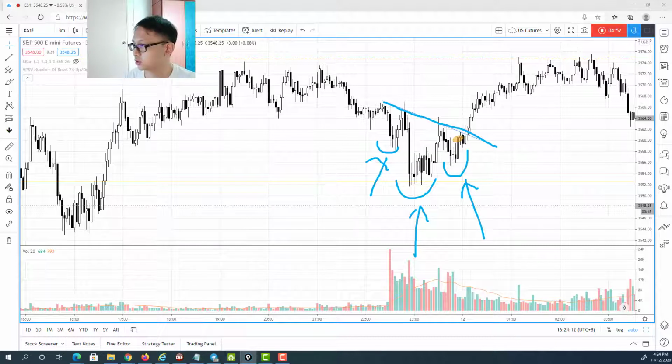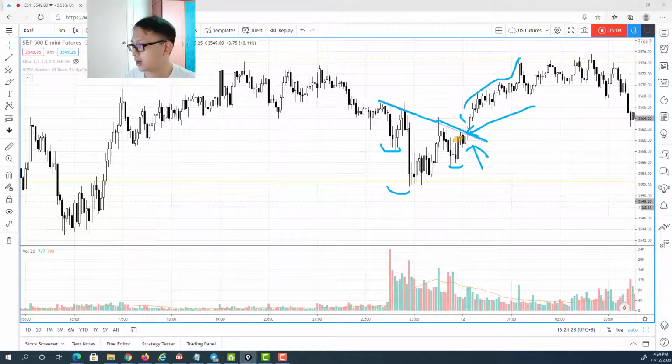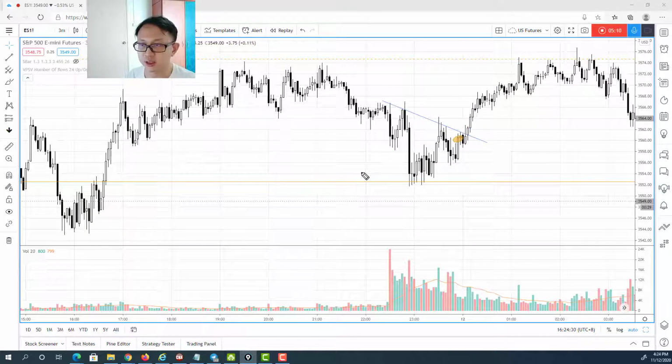The traditional or pattern trading style is just to trade this kind of breakout. Once you break this neckline, right after the right shoulder forms, you can just ride the trend up. But I used to be a pattern trader. I would spot a lot of patterns and just trade accordingly.